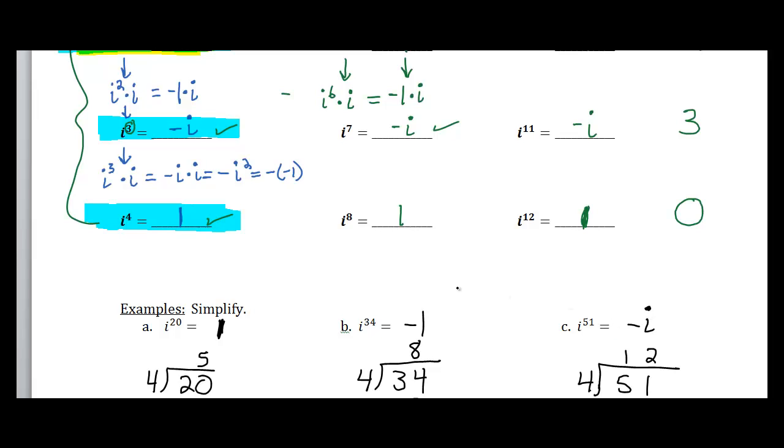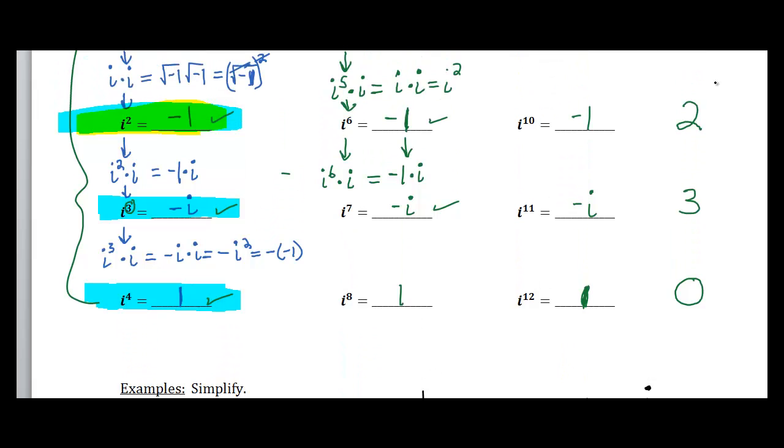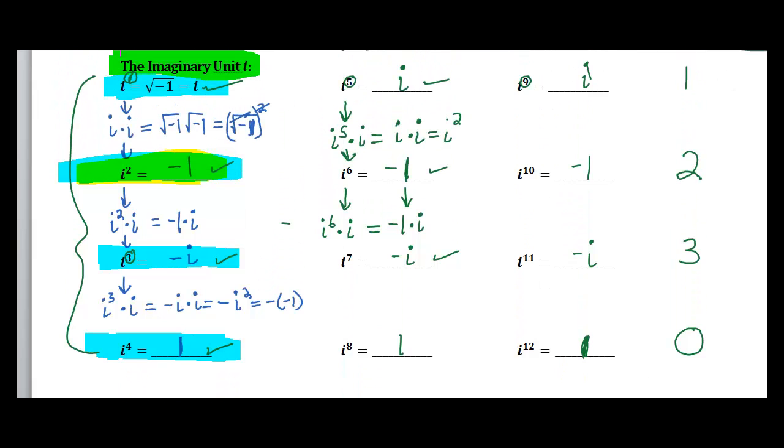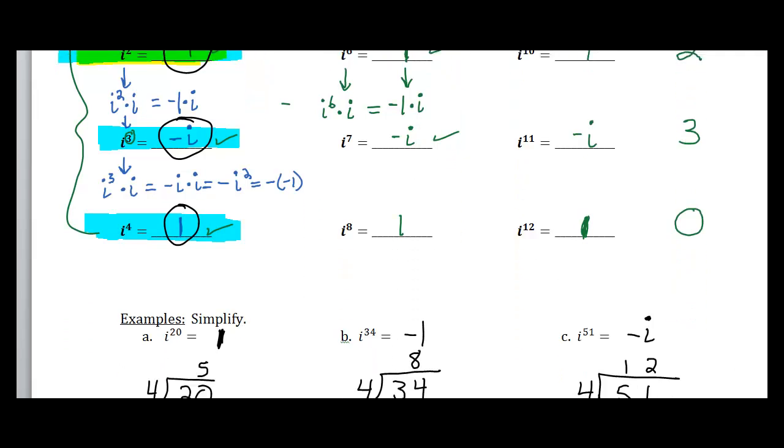All right. So when I have these types of examples here, I'm either going to want to see as my solution an i, a negative 1, a negative i, or a positive 1. All right. I don't want to see any powers higher than 1 on that i. All right. And that's how we simplify those.